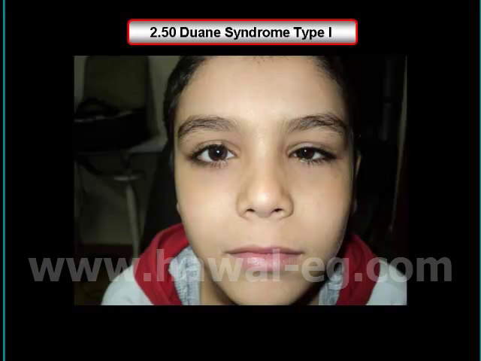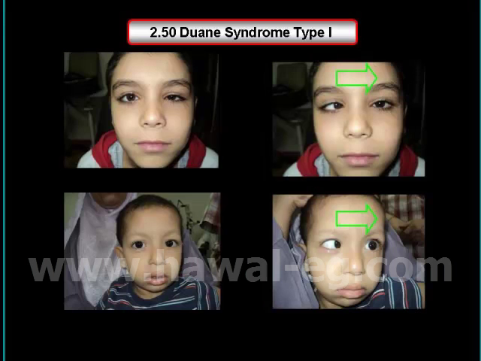Duane syndrome type 1 is the most common of the retraction syndromes. The differential diagnosis between sixth nerve palsy and Duane syndrome type 1, where in both there is a limitation of abduction, is not difficult in older children. However, in young children and especially infants, Duane syndrome is easily mistaken for a sixth nerve palsy.